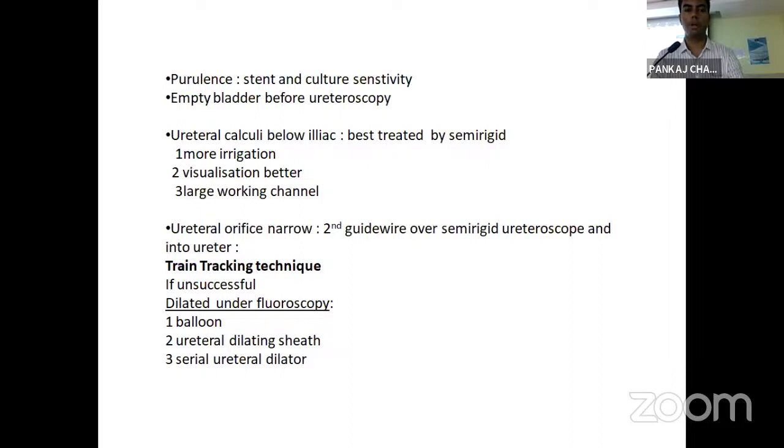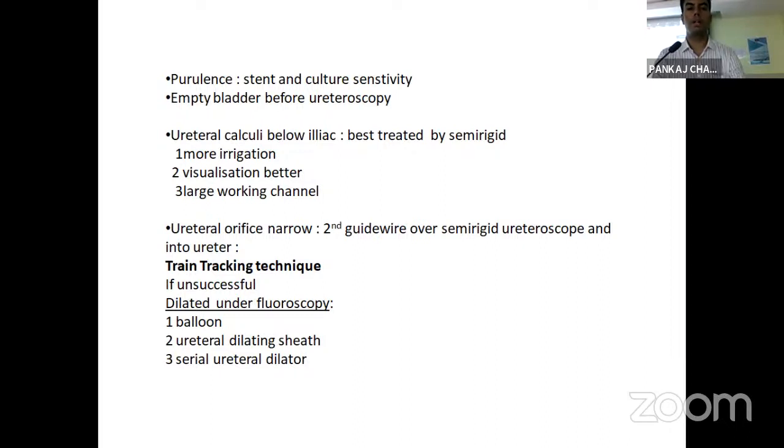If virulent pus is there, a stent should be placed and the procedure should be avoided. Culture and sensitivity of the pus should be sent. Before doing ureteroscopy, the bladder should always be empty. Ureteral calculi below the iliac vessels are best treated by semi-rigid ureteroscope, which helps in more irrigation.